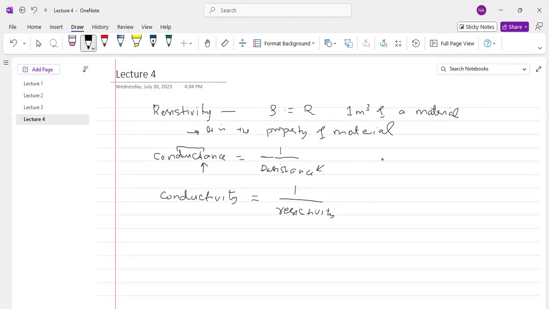Resistance has the unit of ohm. So conductance will have the unit 1 over ohm, means ohm inverse, or sometimes we actually reverse the letters of the word ohm.